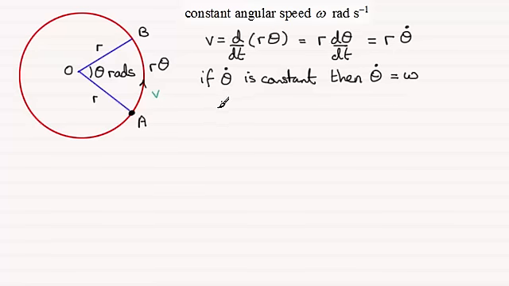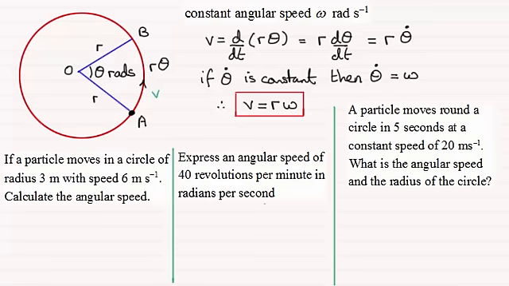So what we end up with is the connection between v and omega. It equals r omega, or omega r, it's up to you. Let's just border that off and do try and remember that. Now I've got several examples here that should be quite useful. We'll work our way through them.